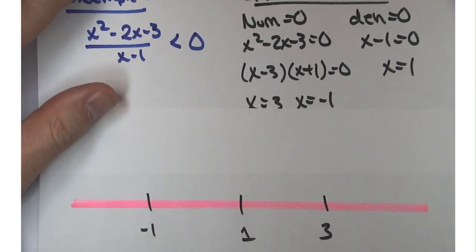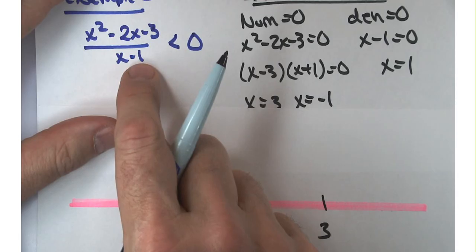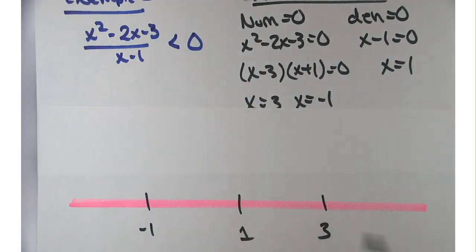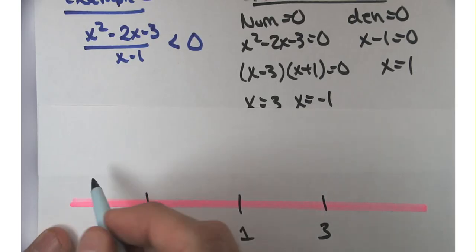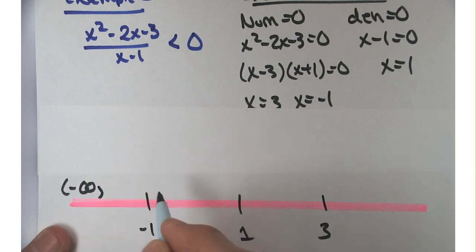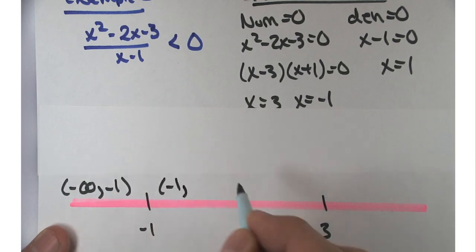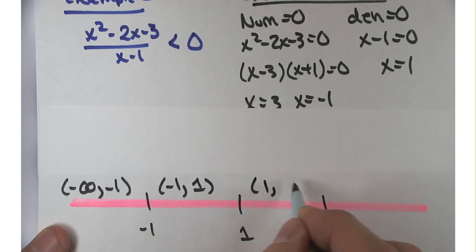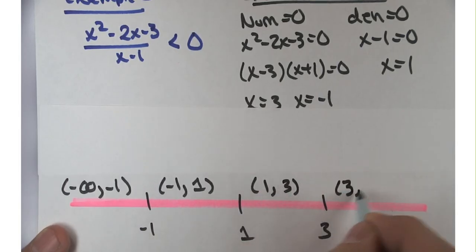Now because this is a less than, not a less than or equal to, when I write up my intervals, I'm not going to include the endpoints. There's a little bit more to say about the endpoints, but we'll see that in one of our other examples, maybe example E or something else like that. But for now, it doesn't include the endpoints, so we're going to keep on going. Let's see. It's going to be negative infinity to negative 1, negative 1 to 1, 1 to 3, and 3 to infinity.